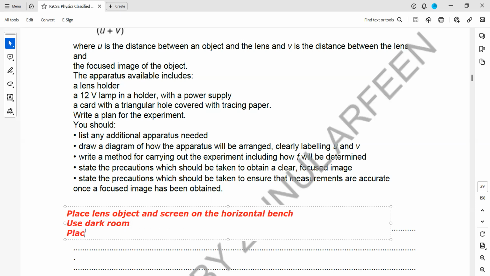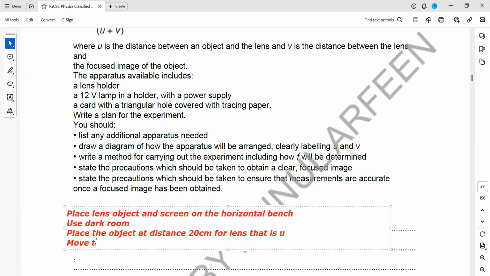Then we will place the object at a distance, for example, say 10 centimeter. Usually the focal length of the lens we use in our lab is 15 centimeter. If you place the object at less than 15 centimeter, it will form a magnified virtual image. So you cannot place the object at 15 centimeter from the lens. It should be more than 15, any value but more than 15. So place the object, for example, 20 centimeter from the lens, and that is U for us.